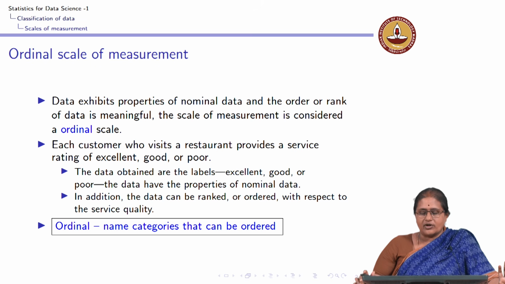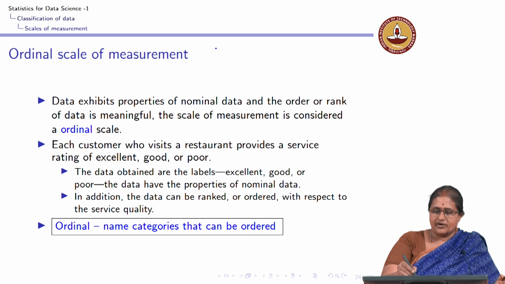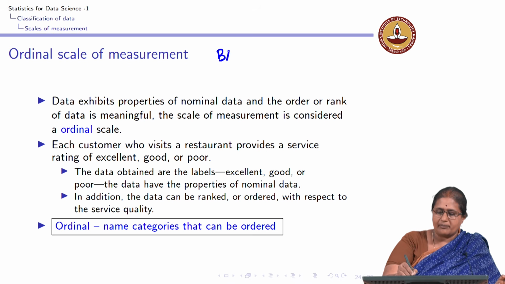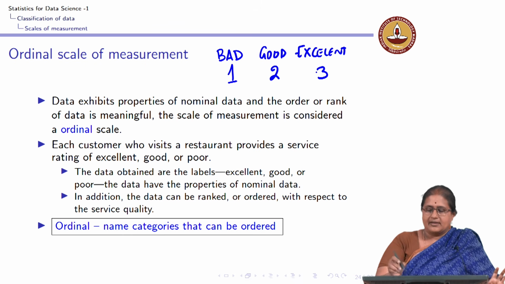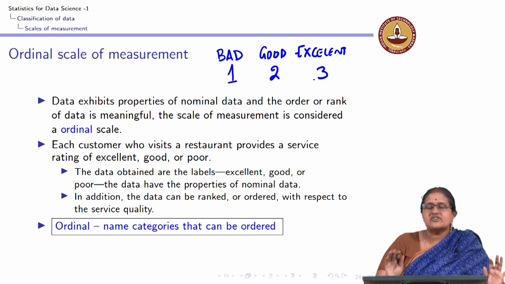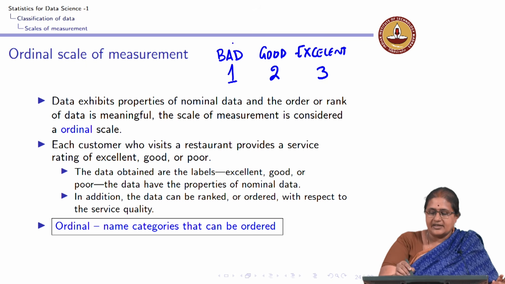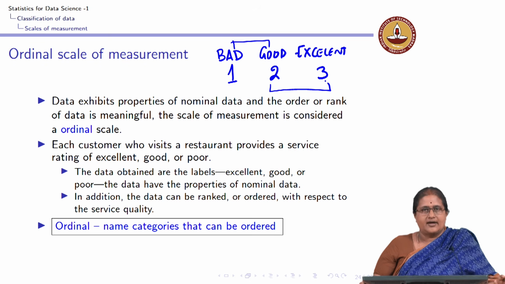Now, when we talk about ordinal scale, again I can code an ordinal scale of measurement. For example, in our earlier example, my bad could have been coded as 1, my good can be coded as 2 and my excellent can be coded as 3. I could code them. There is an order in 1, 2, 3. But one thing which I need to understand here is the distance between bad and good need not be the same as the distance between good and excellent. It is just an order.